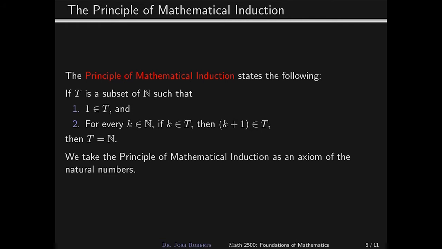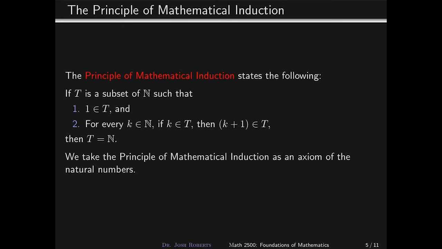So again, write this down, drill this into your head. T is a subset of the natural numbers. If 1 is in T, and whenever k is in T, k plus 1 is also in T, that implies that T is equal to the natural numbers. Okay, now, we take this to be an axiom. That is, it's something that we just assume is true about the natural numbers.